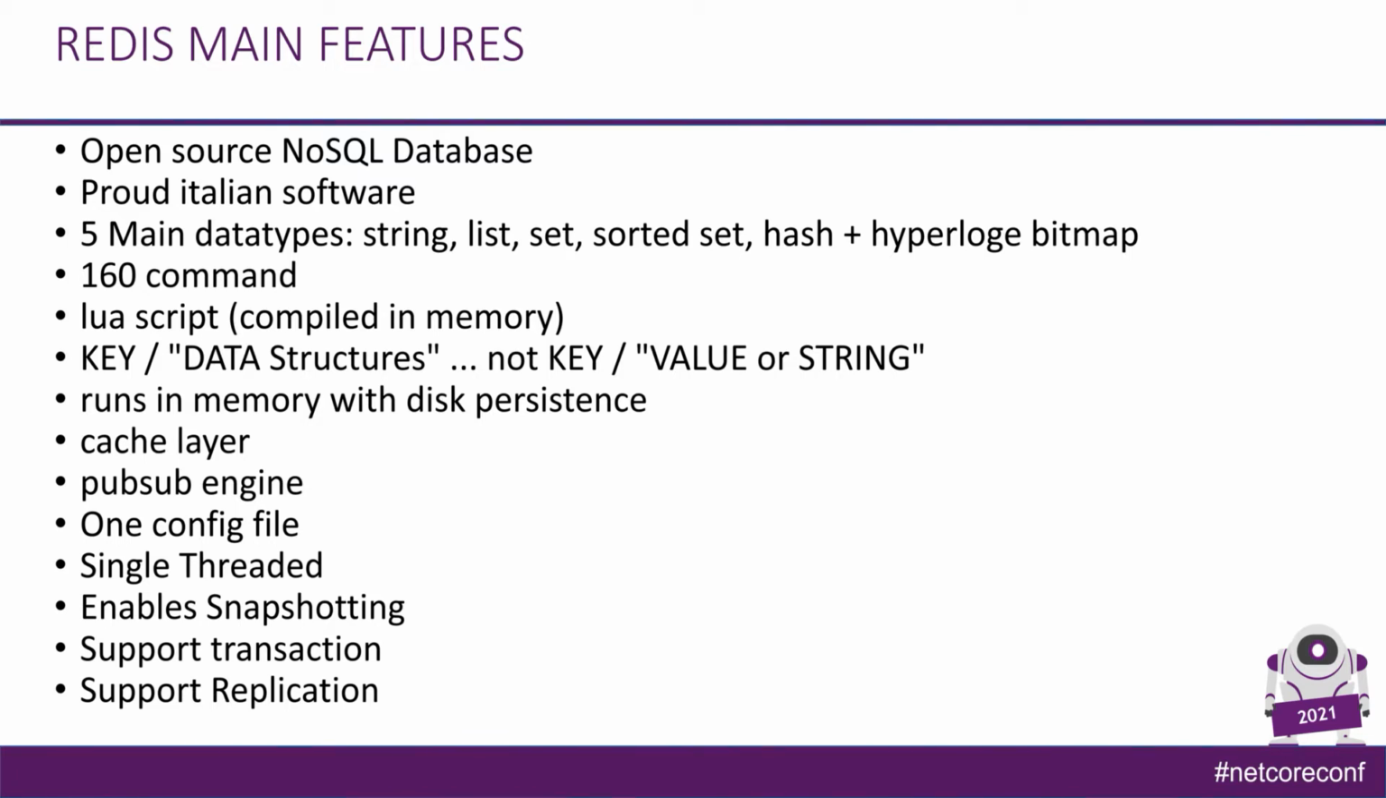It supports replication, so you can distribute nodes of Redis toward many networks. So, for example, in a hybrid network between on-premise installation and cloud installation, in a replication manner.